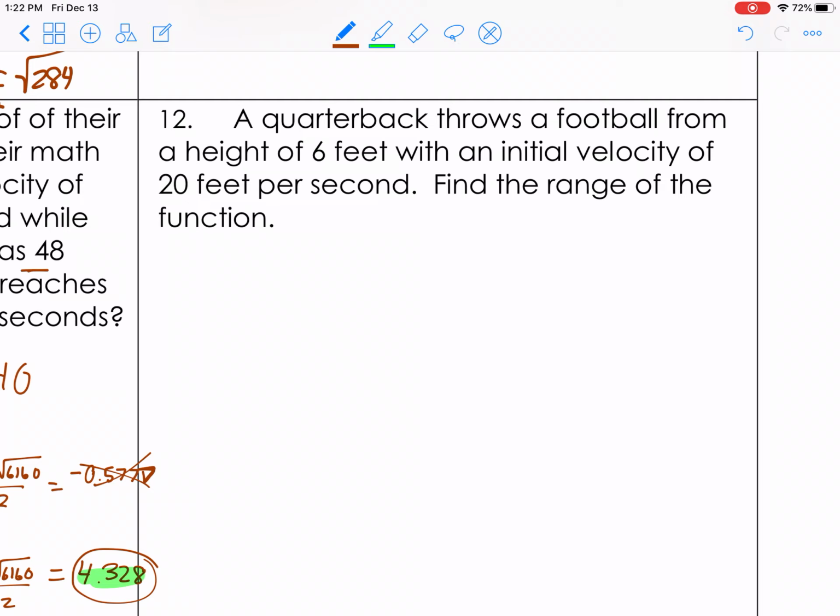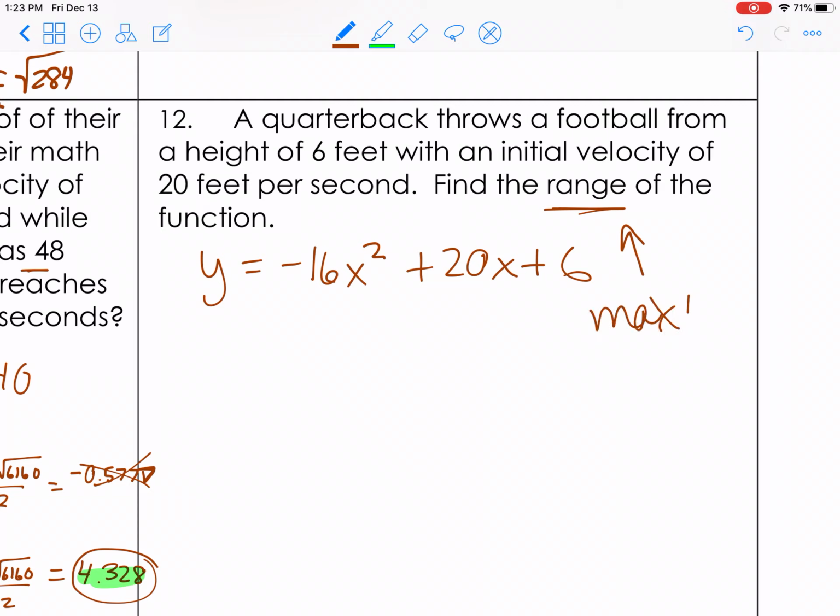Okay, a quarterback throws a football from a height of 6 feet. So again, I'll provide you with the equation, plus 20x plus 6. Find the range of the function. For the range, we want to find out what's the highest point that the ball goes to. So this is a great one for finding the maximum. And remember that when we want the maximum, we don't need to solve. Instead, let's use the vertex.